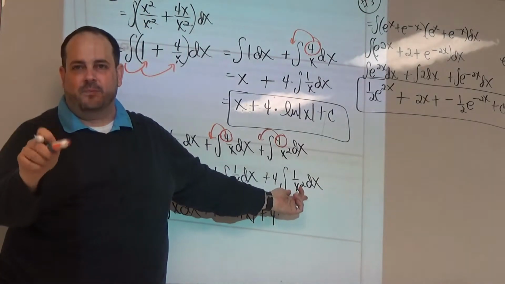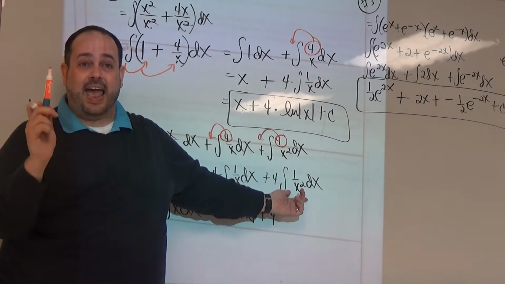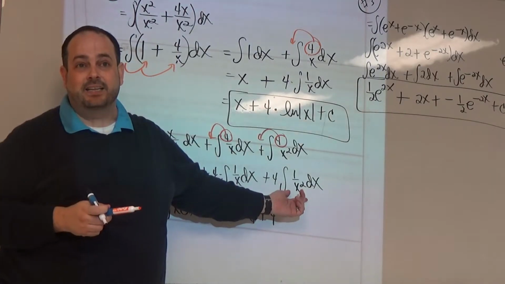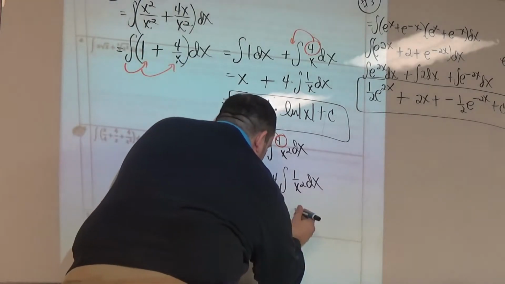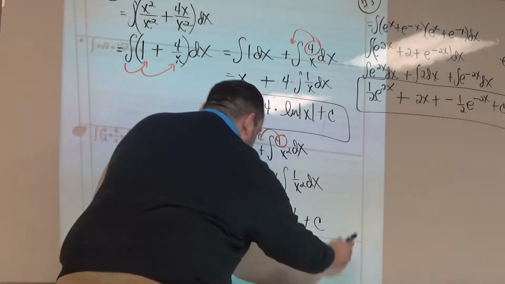Antiderivative of 1 over x squared. Be careful, go back to that chart. This is one you have to have on lock. Negative 1 over x plus c. So this is really negative 1 over x, and of course we want plus C.